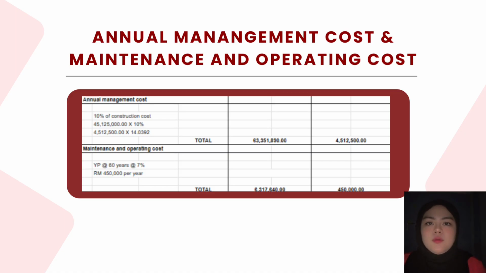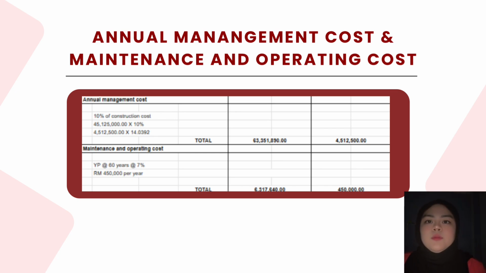Next, I will explain the annual management cost calculation. The question states that the annual management cost is 10% of the construction cost from the previous calculation. The construction cost is 45,125,000 ringgit. So the annual management cost is calculated as 10% multiplied by 45,125,000 ringgit, which gives 4,512,500 ringgit.